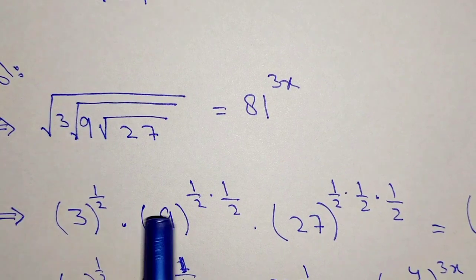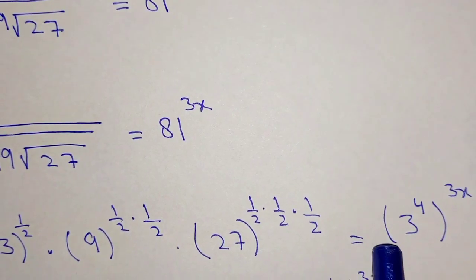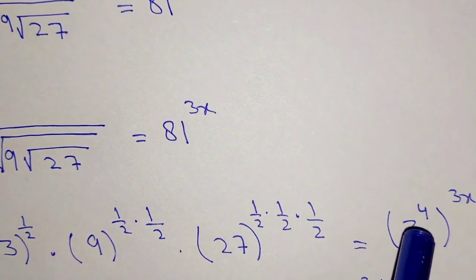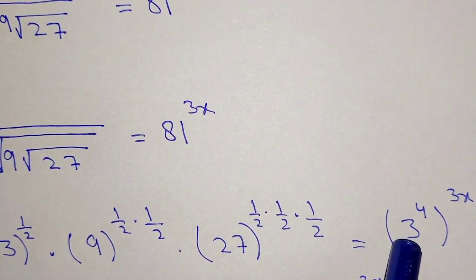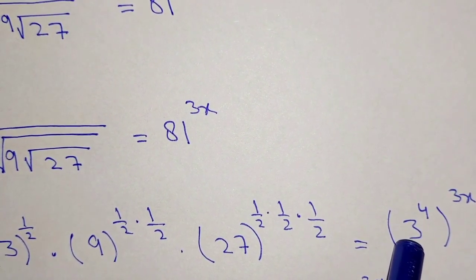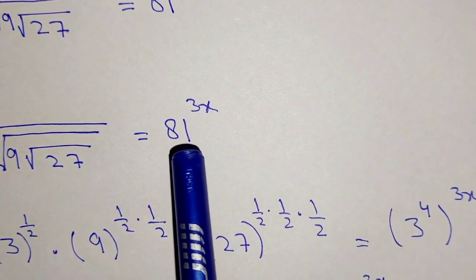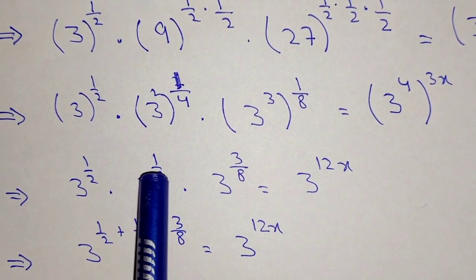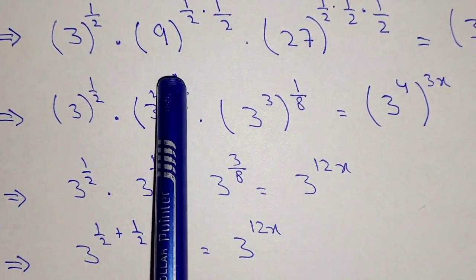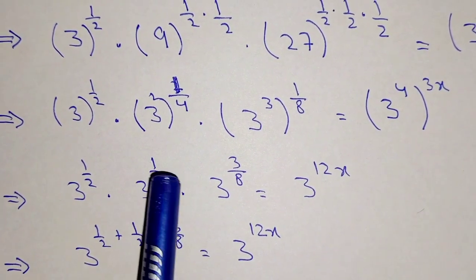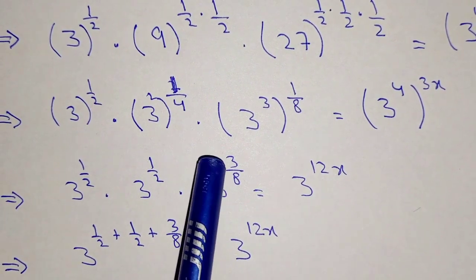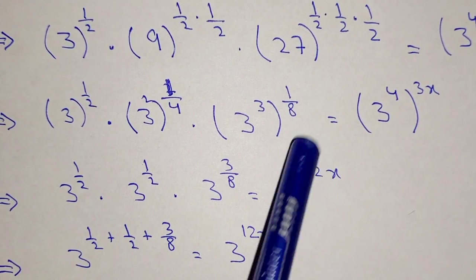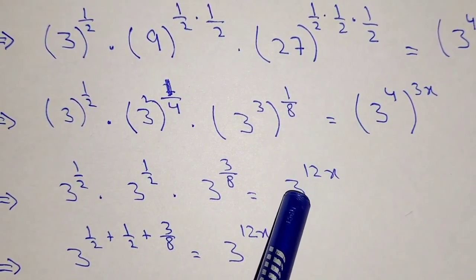In the same way we can write over here, equal to 3 power 4 power 3x, because 81 can be written as 3 power 4. If you multiply 3 four times, 3 into 3 into 3 into 3, you will get 81. So here we have 3 power 1 over 2 into 3 power 1 over 2, because 2 into 1 upon 4, that is 1 over 2, into 3 power 3 over 8 equal to 3 power 12x. So 4 into 3, that will be 12x.